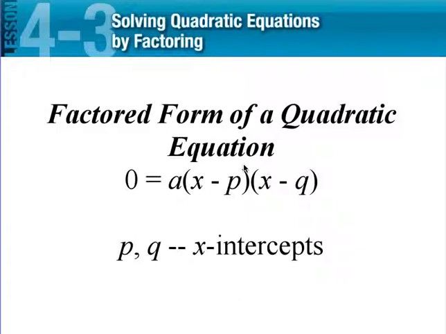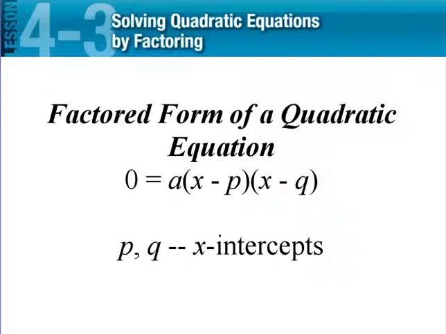And so here the factored form is 0 equals a, which is any number. Okay, it could be a 2, a 3, it doesn't even need to be there. It could be a 1. Times x minus p and times x minus q. Now a little bit about p and q. Those are known as the x-intercepts. So pretty much what you were doing yesterday when you were graphing, using that graphing technology, when you found the x-intercepts, you were doing nothing more than factoring.